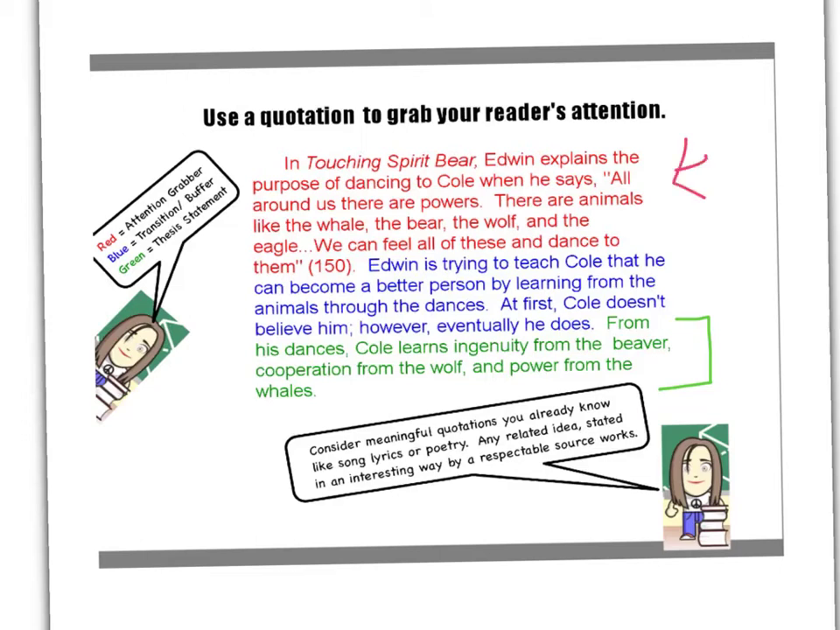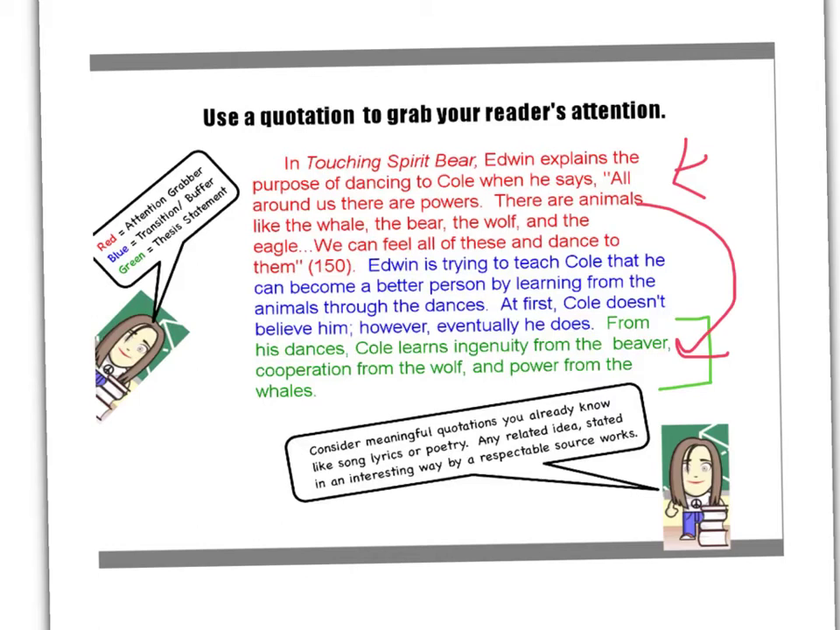In this case, the thesis statement, of course, is in green, and the attention grabber is up here in red. In Touching Spirit Bear, Edwin explains the purpose of dancing to Cole when he says, "All around us there are powers. There are animals like the whale, the bear, the wolf, and the eagle. We can feel all of these and dance to them." Now, skip the blue section for a minute. Read directly to the thesis statement. From his dances, Cole learns ingenuity from the beaver, cooperation from the wolf, and power from the whales. So really what's going on is this is connecting here.